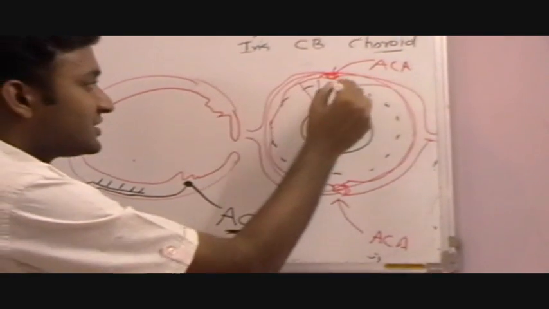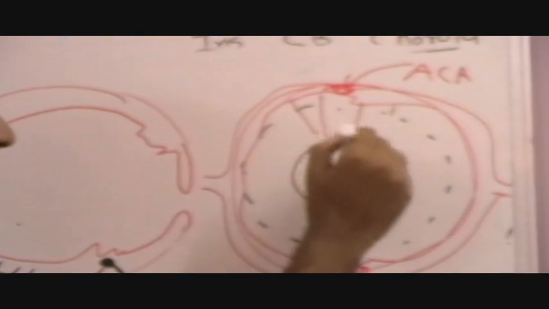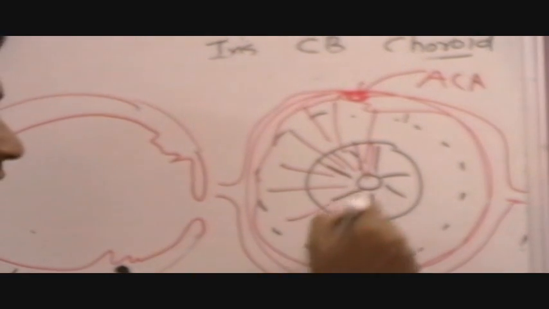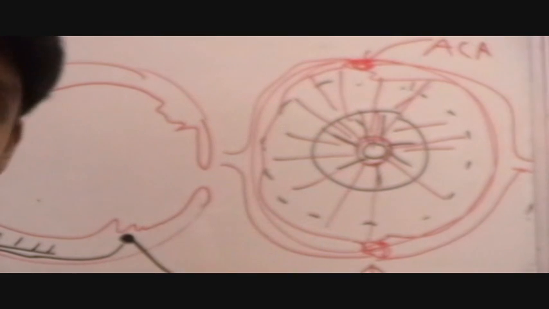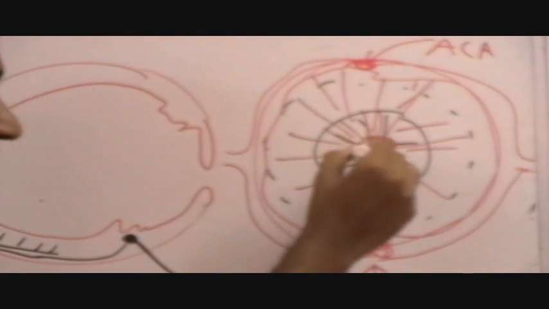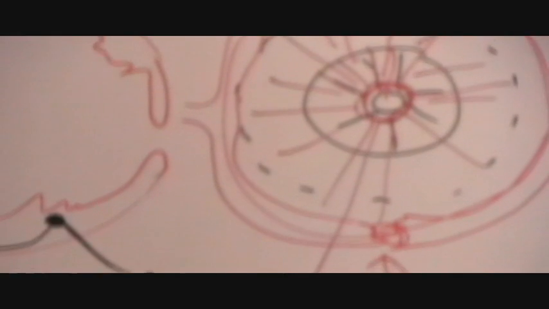Now these give branches to the iris radially. These give branches, and all these branches are going to form another circle, a smaller circle at the pupillary margin. That is called the minor arterial circle.